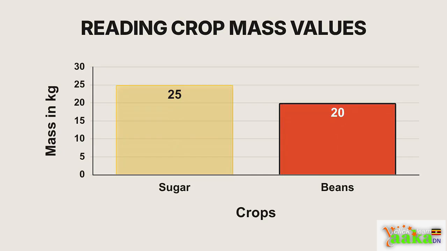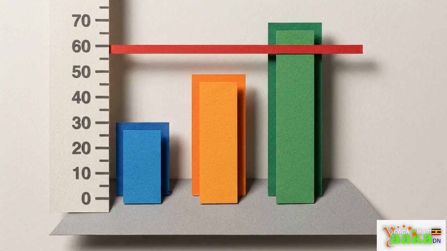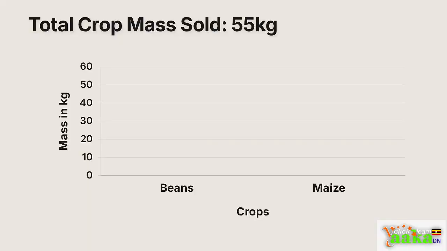To read a bar graph accurately, find the top of a specific bar and trace a line straight across the grid until it hits the vertical scale. The beans bar lands exactly on 20 kilograms. Bar graphs give you an instant visual comparison, provided you align the height of each bar with the numbers on the axes. Let's extract data to solve a problem.